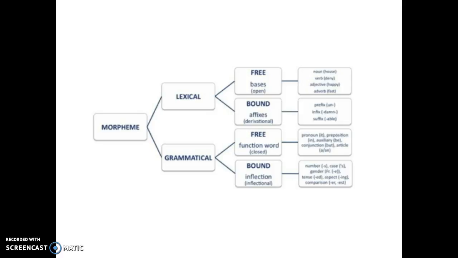Bound morphemes are words that cannot stand by themselves and attach to a free morpheme. Bound morphemes are split up as well into derivational and inflectional. Inflectional is any suffix that is found at the end of a word, and derivational is the prefix that is found at the beginning of a word.